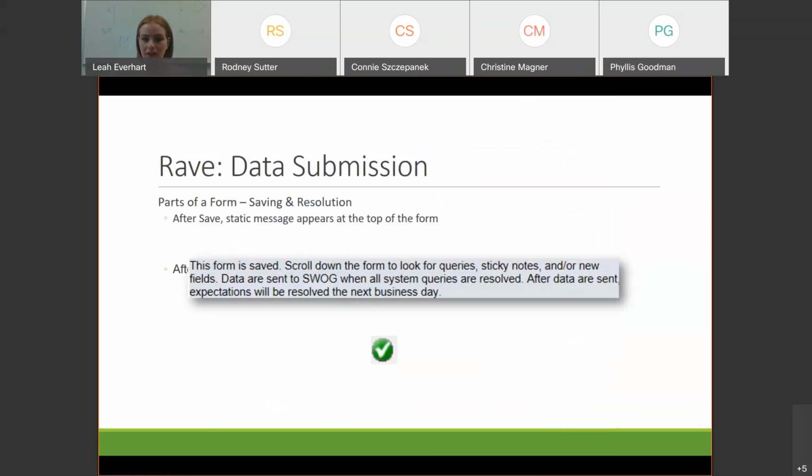So you'll see this message every time a form is saved, instructing you to scroll down to the form and make sure that these green check mark icons appear for every field on the form. And just remember that some forms have those conditional fields that might create new fields to fill out. So make sure you have a full set of green check marks all the way down the form before you move on. Next slide, please.